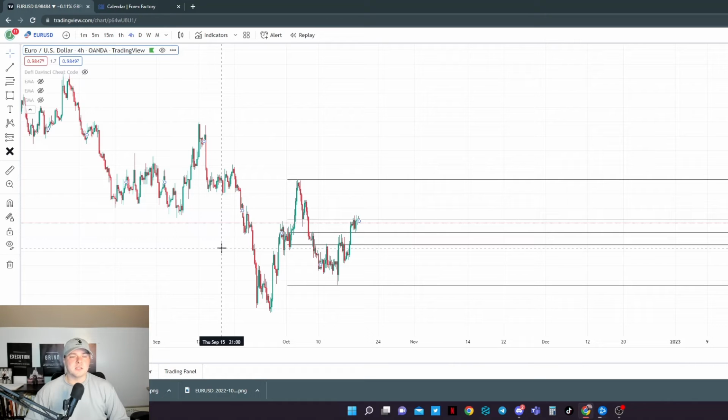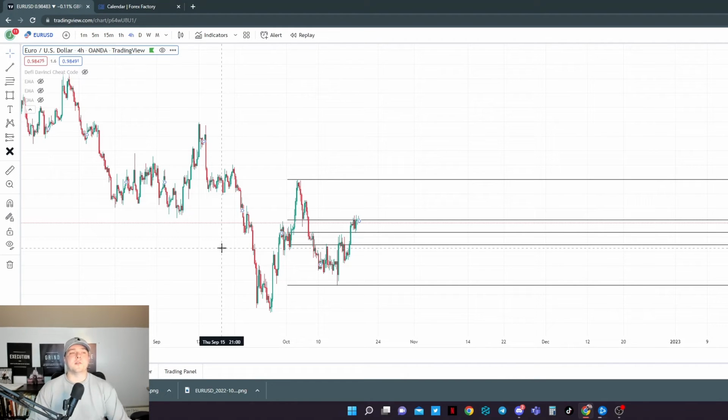fundamental side of things. I also look at retail sentiment. Retail sentiment is what the masses are trading. You know, what regular day traders, I wouldn't say like me because I mainly trade with the COT, but your average day trader, this is what retail sentiment is.